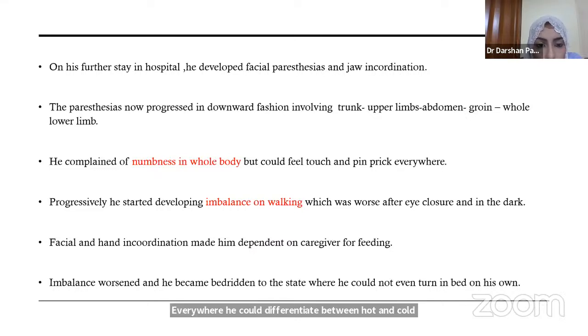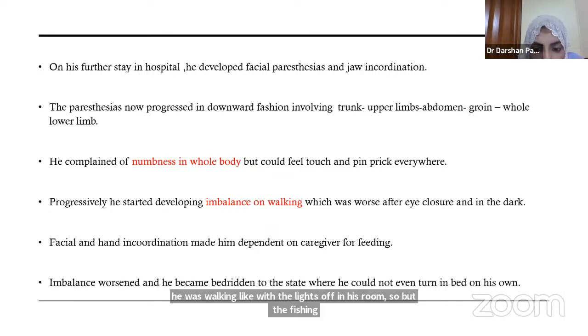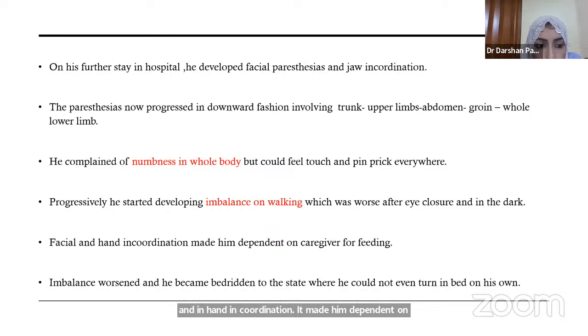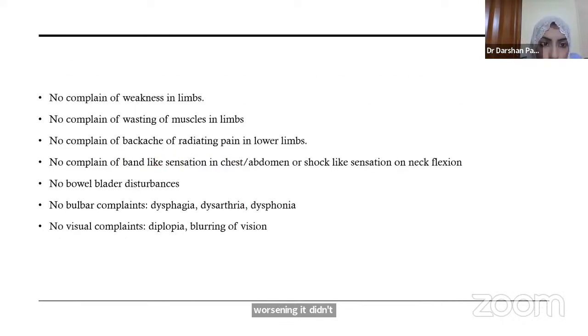But progressively, he slowly developed imbalance on walking, which was causing falls. He noticed that this imbalance was worse when he closed his eyes in the washroom, or especially when he was walking with the lights off in his room. The facial and hand incoordination made him dependent on a caregiver for feeding. Slowly the imbalance worsened to the point that he became bedridden, and he could not even turn in the bed on his own.